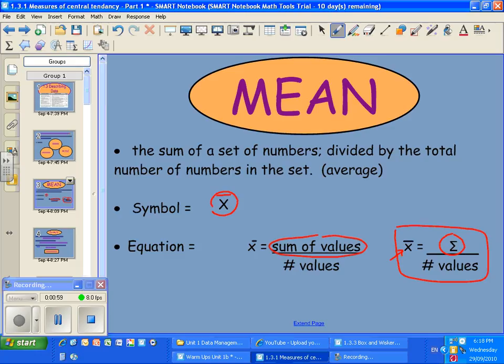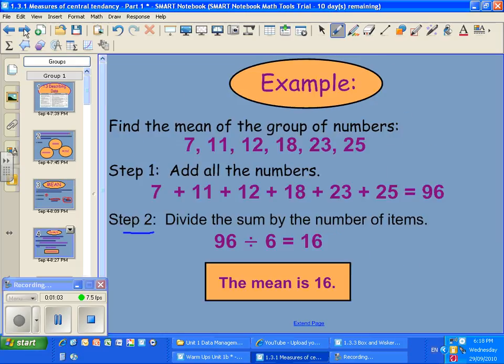So you've all done a great job at finding mean in the past, and so I'm just going to move on to the example. For mean, you add up all the numbers and you divide by the number of items. So in this case, all of these are your numbers. When you add them up, this is what you get. There are 1, 2, 3, 4, 5, 6 of them, so you divide by 6, and the mean is 16.